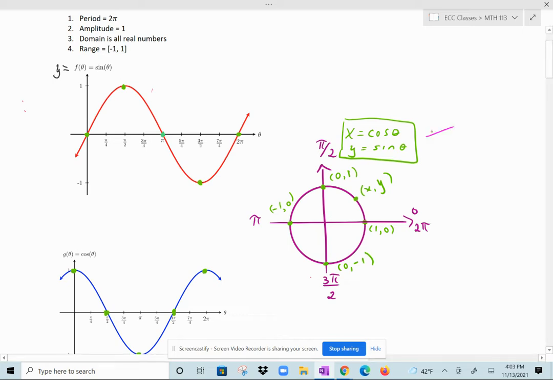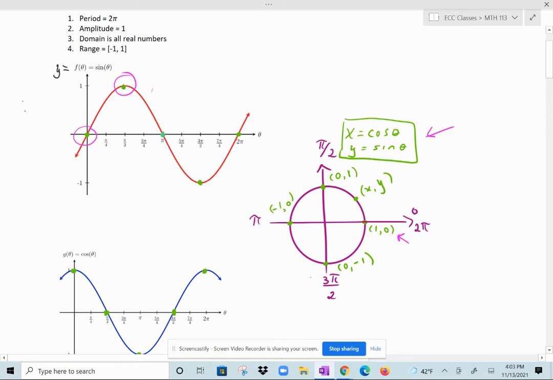Remember that the x-coordinates of the point are the cosine values, and the y-coordinates of the point are the sine values. So here, when I'm at 0 degrees, my sine value is 0. So I plot (0, 0). Then when I'm at pi over 2, the y value is 1. So at pi over 2, I plot the point (pi over 2, 1).